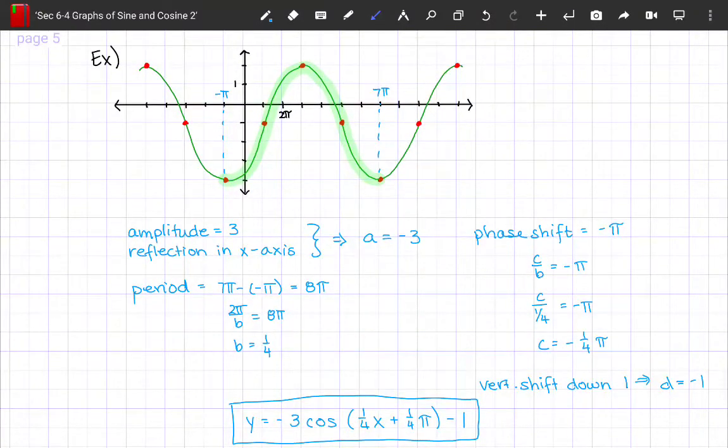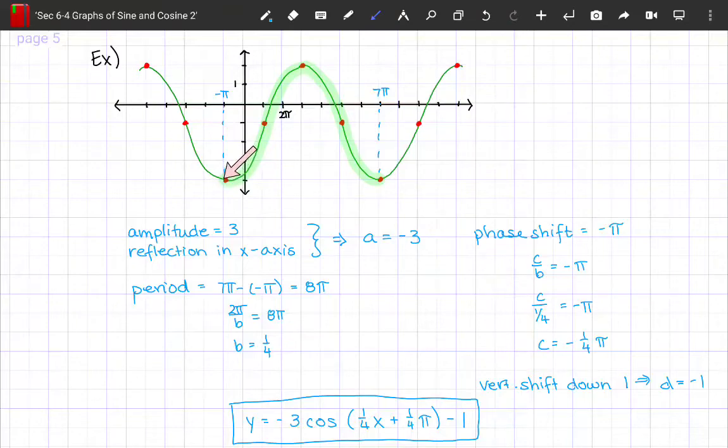Another possible answer is down here. What if instead of looking at this cup, I looked at the one I have highlighted here? Now this time the cup is upside down, so I do have a reflection, but my amplitude is still 3. I'm still from the middle, I'm still going up or down 3 units. But because of that reflection, A is -3.